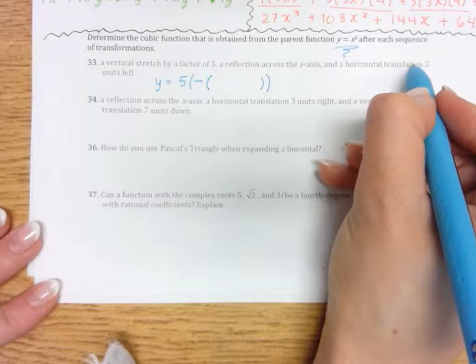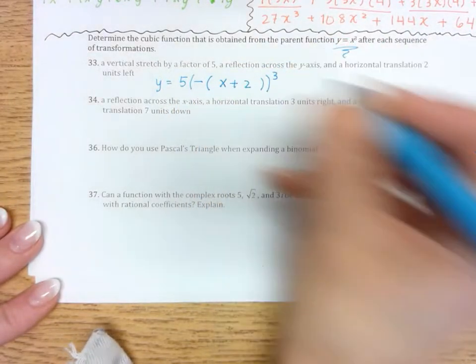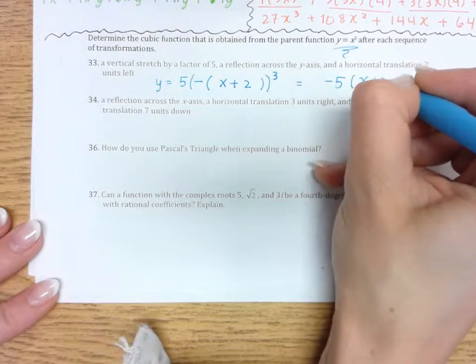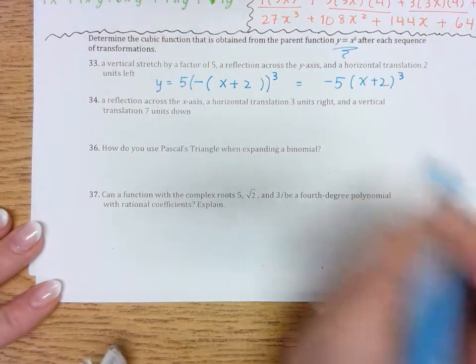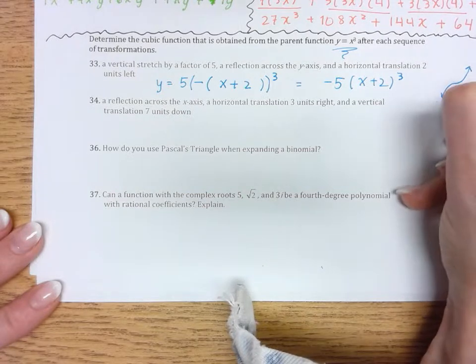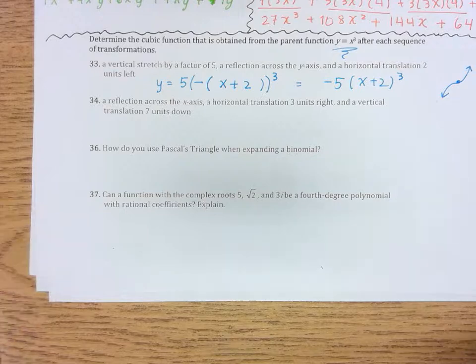Horizontal translation, 2 units to the left. So that's going to be x plus 2, and then it's cubed. If you wrote the answer -5, x plus 2 cubed, you're technically correct, because when you cube a negative, it's still negative, so it could come out front. And also when you reflect this graph, x cubed, either left, right, over the y-axis, or up, down, you get the same thing. So it really doesn't make a difference here.